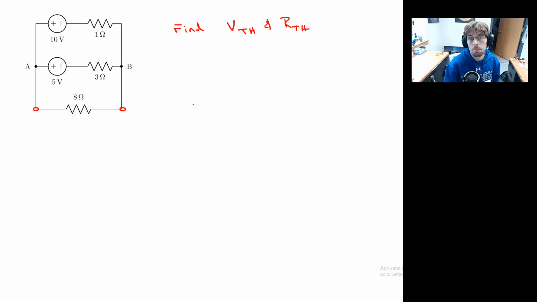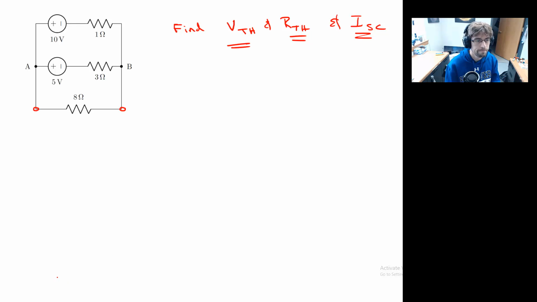And let's do it using both of the methods by deactivating the source and finding the equivalent resistance, and by short-circuiting the terminals and finding the short-circuit current. We want to make sure that those two match up at the end of the day. Okay? And then we can use those to find the current through the 8 ohm resistor. So find VTH, RTH, and the short-circuit current. Find all 3 of those. And then we'll use those respective things to get the current flowing through the 8 ohm resistor.